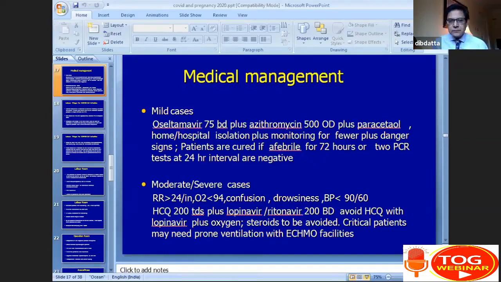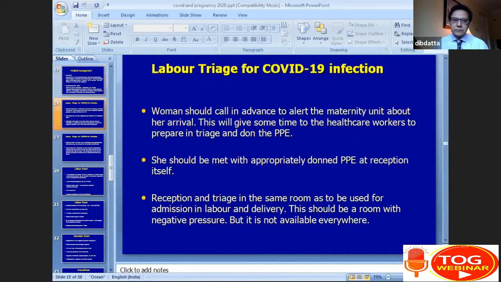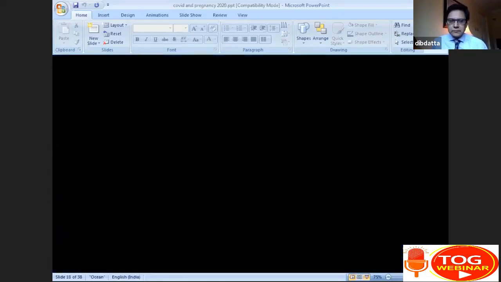If it is moderate or severe cases, then we would go for a different protocol, especially if the respiratory rate is more than 24 per minute, oxygen saturation is less than 94, there is confusion, drowsiness, and hypotension, blood pressure is low. Then in those patients, you would go for admission, and some of these people may need ventilator support.